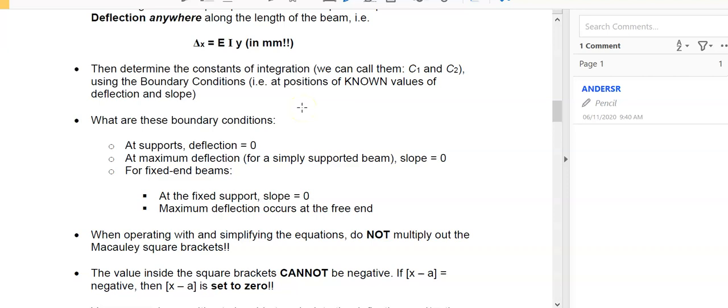We can call them C1 and C2, which we just did, by using the boundary conditions. And what are these boundary conditions? Boundary conditions are points along the beam where we know the values. You can read that on your own.